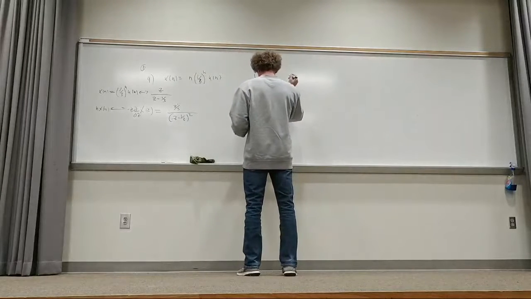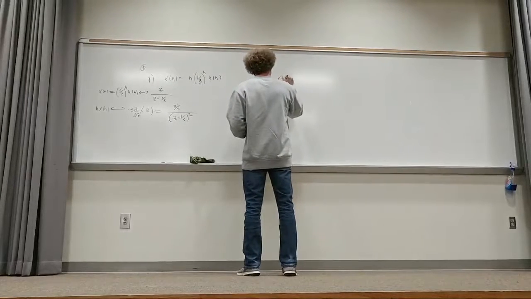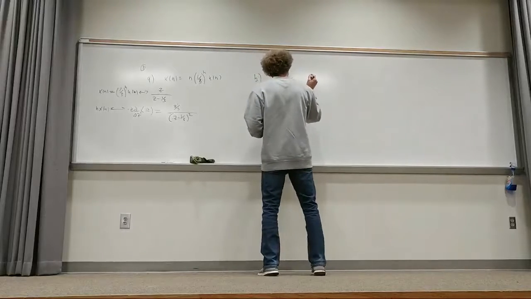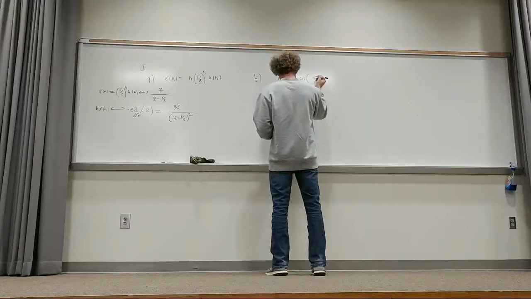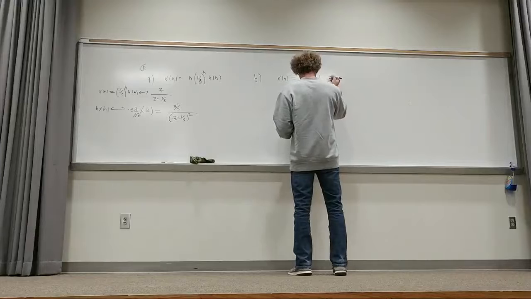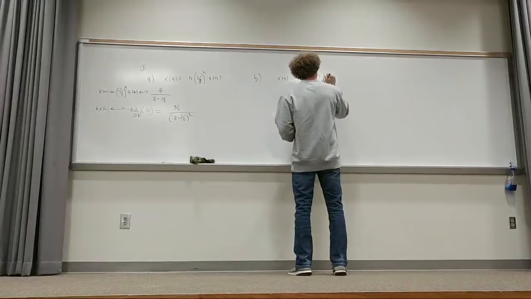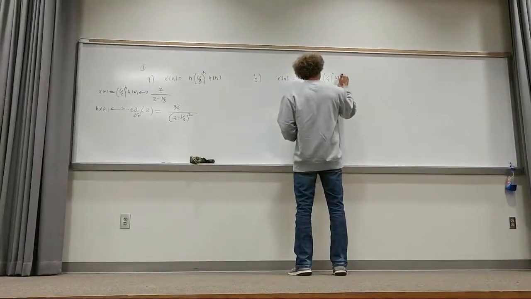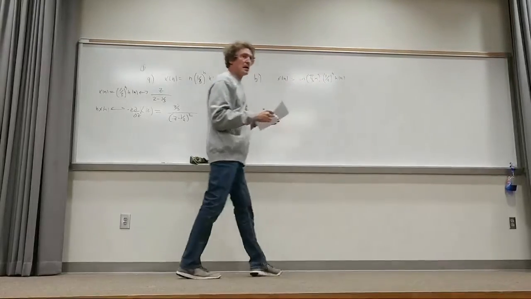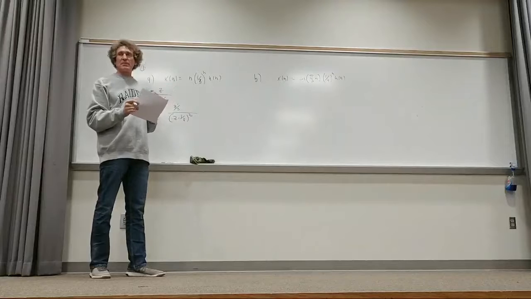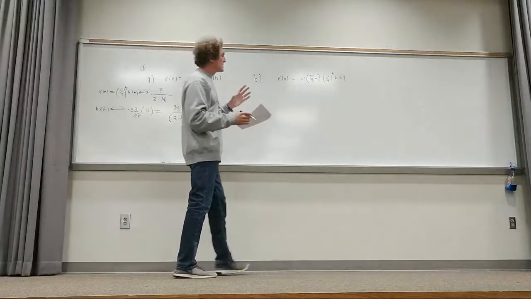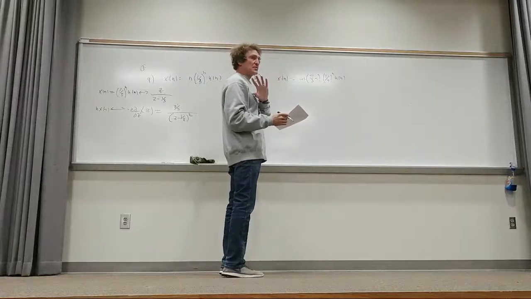Part B was x of n here would be equal to cosine of pi over 3 n times 1/4 to the n u of n. Here, most people got these things right, but there were probably 4 or 5 that confused these with the sine, and I want to do this once and for all.